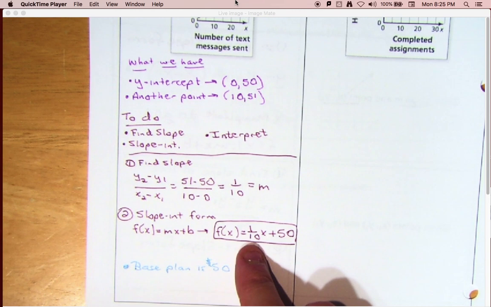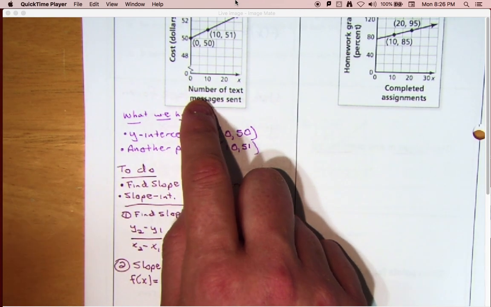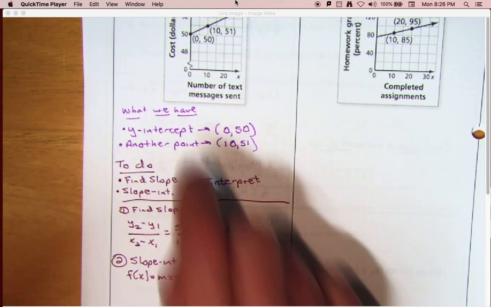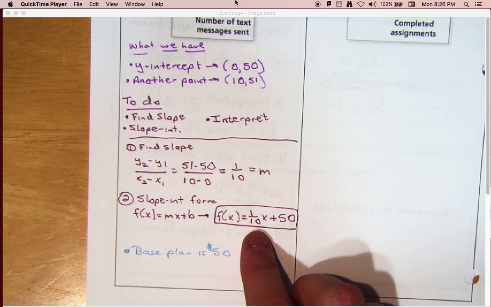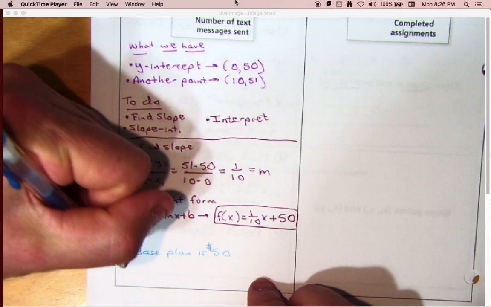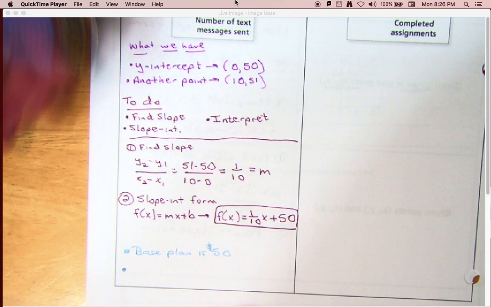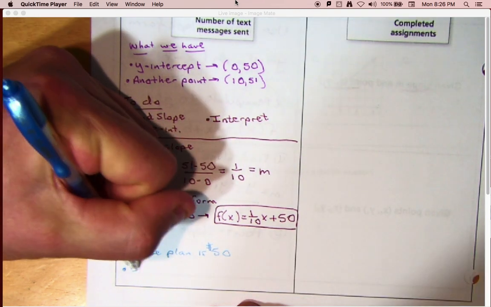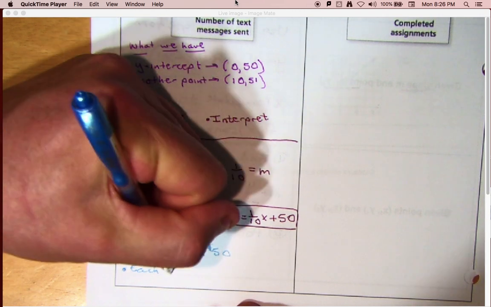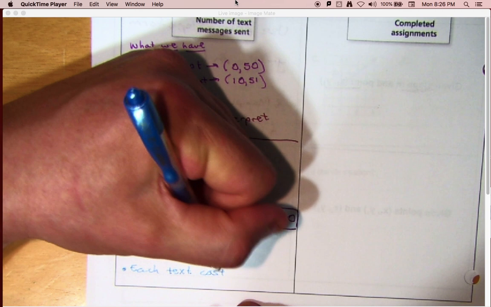That's how the x's are changing. So you look at your x's, and x is the number of text messages sent. So you're going to spend 1/10 of a dollar for each text message. So how do we interpret that in terms of common language? Since it's 1/10 of a dollar, we would say each text costs 10 cents.